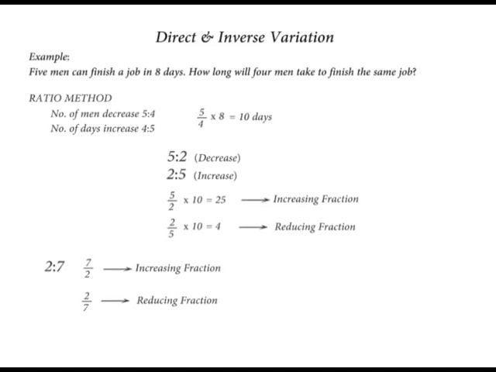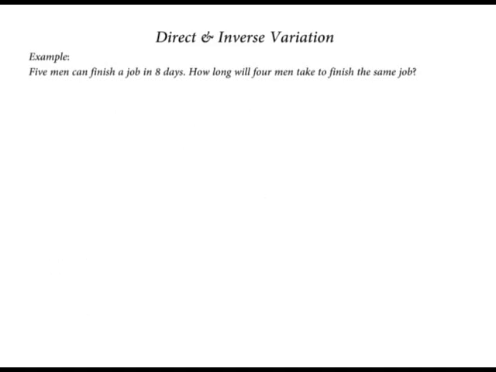Let's see our example. We have two quantities, the number of men and the time taken to finish the job. 5 men take 8 days. How long will 4 men take? You ask yourself, if 5 men take 8 days, do you expect 4 men to take more time or less time? It's a simple common sense question. Of course they will take more days, and so we need to increase the other quantity.